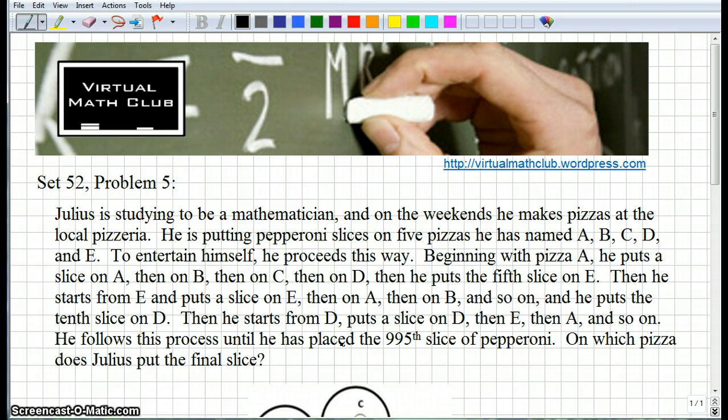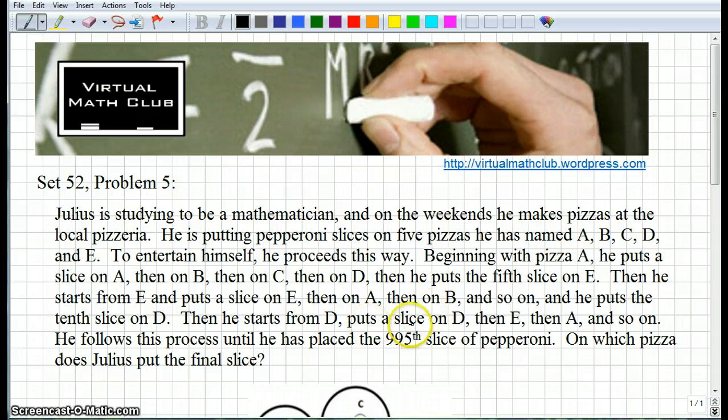Beginning with pizza A, he puts a slice on A, then on B, then on C, then on D, and he puts the 5th slice on E. And then he starts with E, and he puts a slice on E, then A, then B, and so on. And then he puts a 10th slice on D. Then he starts from D, and he puts a slice on D, E, and then A, and so on.